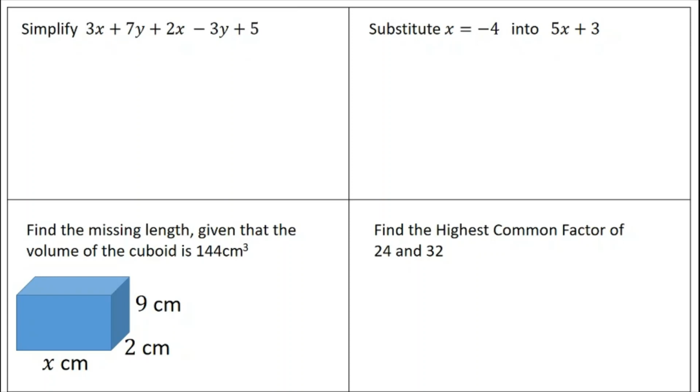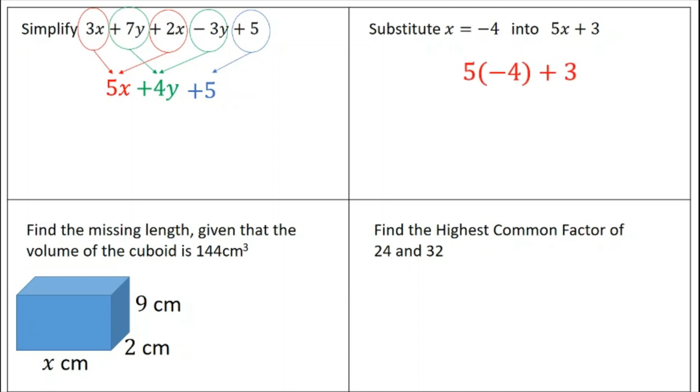Okay, the first one, we should have collected together the 2x and the 3x, which will give us 5x. 7y take away 3y is 4y, and the plus 5 at the end is just a plus 5. You can't simplify any further than that, so that is your final answer.